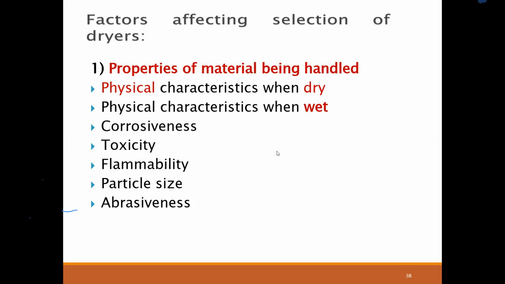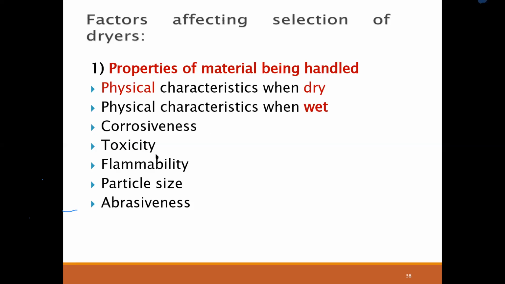Then the material may be a corrosive material. Or the particle size is large, so this is a crystalline type of material. For a crystalline material, the surface area is less, so more time or a higher temperature is required to dry the material. So depending upon this, if the material is cohesive and the particle size is large and crystalline, more time is required to dry it.